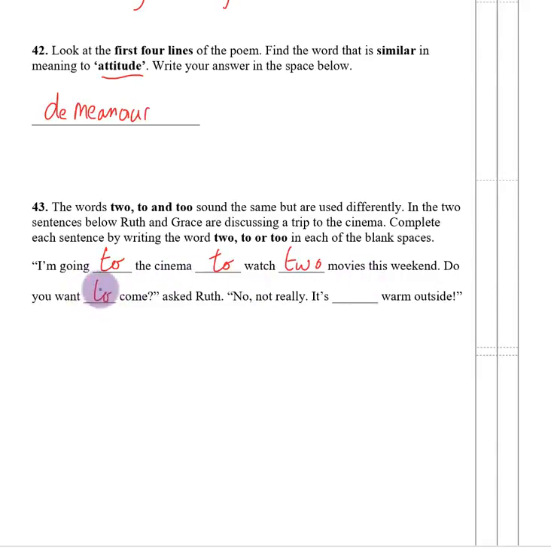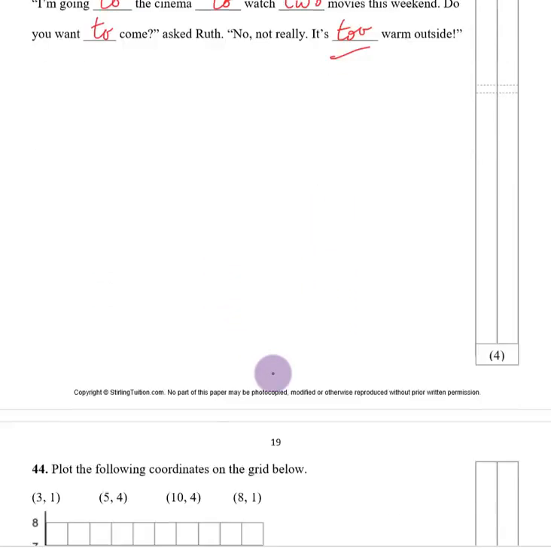Do you want to come? Asked Ruth. No, not really. It is too warm. So it's too warm, too hard, too cold. That's when you add on the double O. Okay, so that will be your answer for that one.